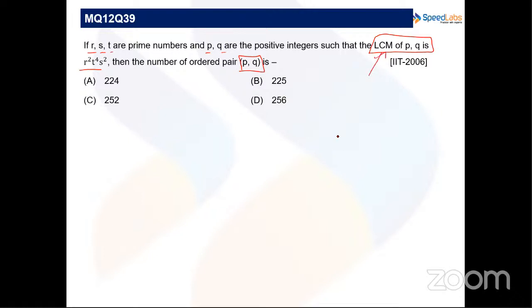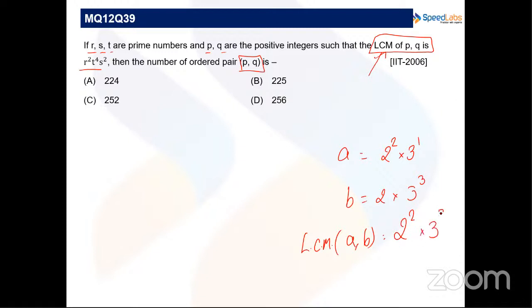Let's say if I am having some A, that is 2 square into 3 to the power 1, and B we are having 2 into 3 to the power 3. So what will be the LCM of A and B, or this ordered pair LCM? 2 square 3 cube.